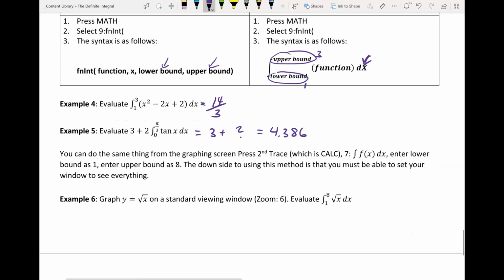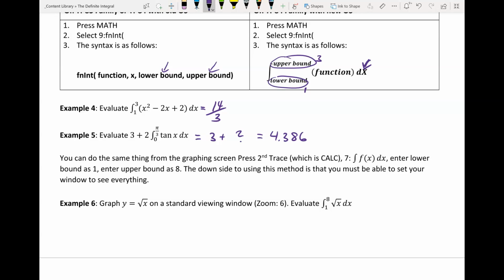You could also do it by graphing. So on your graphing calculator, you want to press second trace, which is the calc. And then you're going to select 7 for the integral of f of x dx, enter in your lower bound, enter your upper bound, and then the window will show you everything.